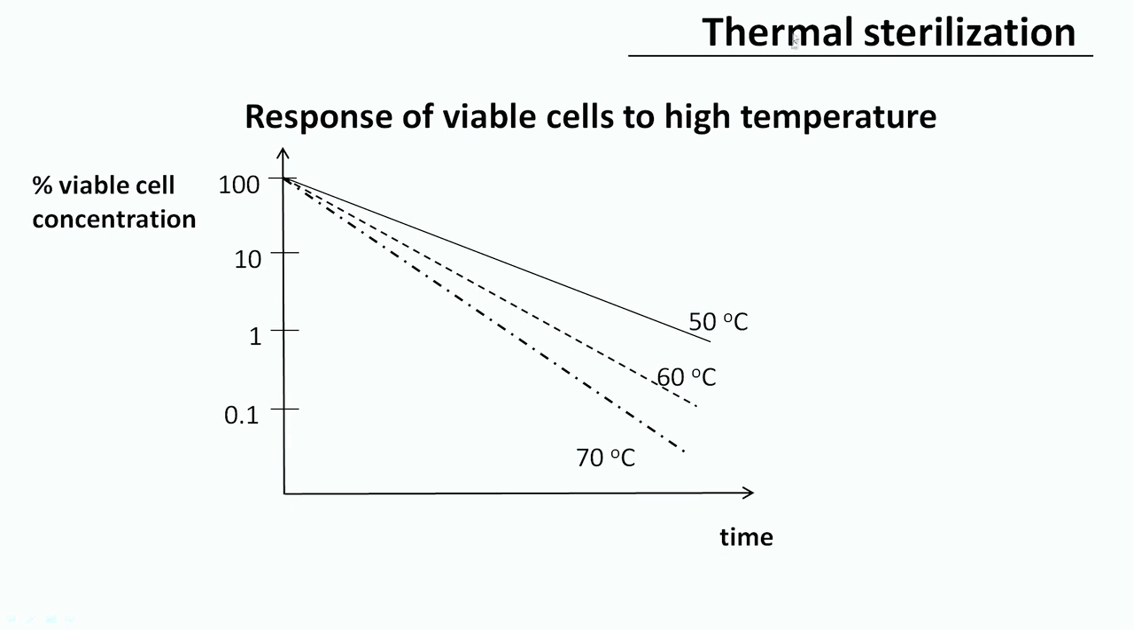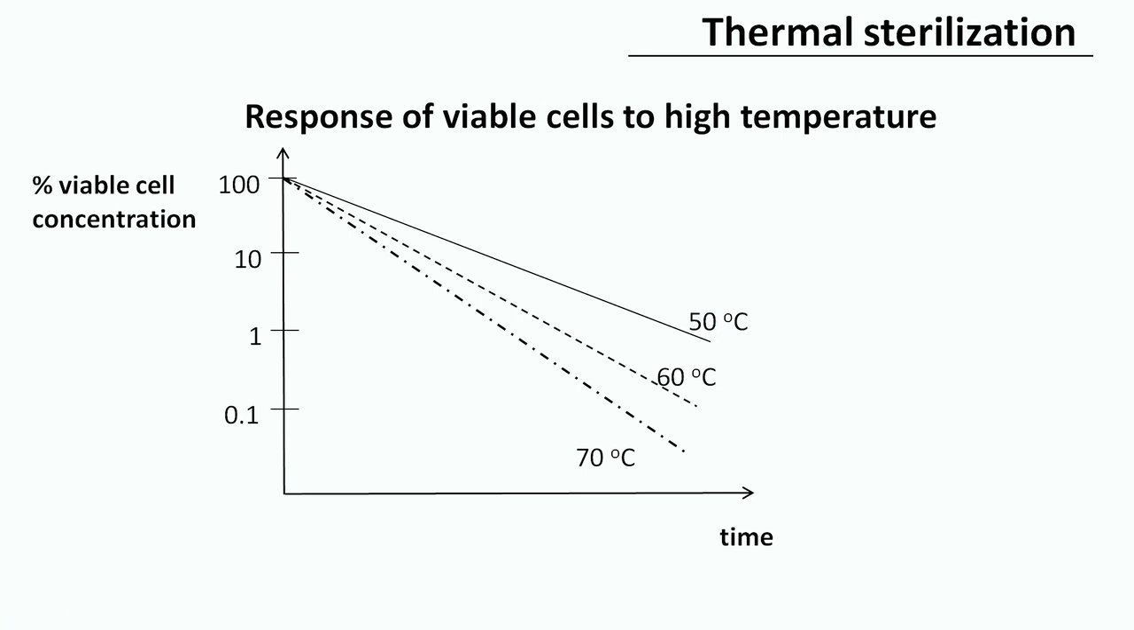This is specifically thermal sterilization, the one that uses high temperature. If we plot the percent viable cell concentration versus time, as is shown here, this percent viable cell concentration we are plotting on a log scale, 100, 10, 1, 0.1.